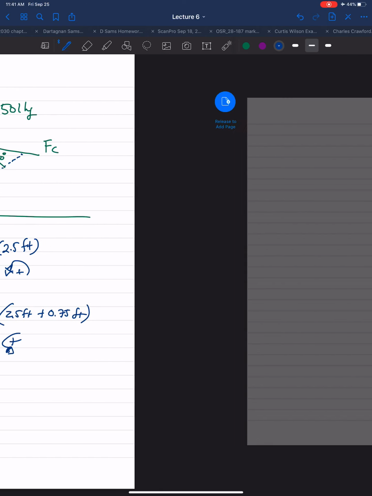Let's do one more problem, and then we'll get to some vector analysis moments. Let's look at problem 315. This is page 97. Let's draw a figure real quick.